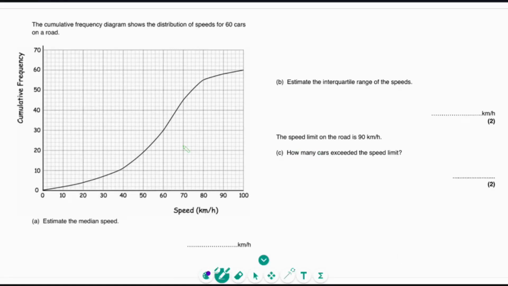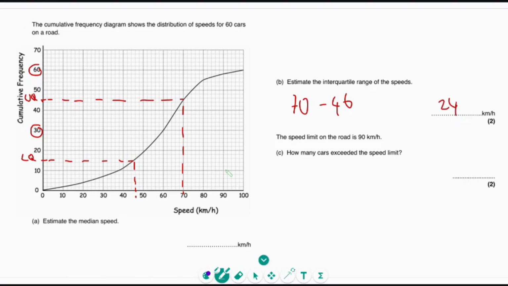Cumulative frequency diagram shows the distribution of speeds for 60 cars on the road. Estimate the interquartile range. 60 cars. Median's at 30. Lower quartile's at 15. Upper quartile's at 45. But we need the speeds. So it would be 70 minus 46, which is 24.